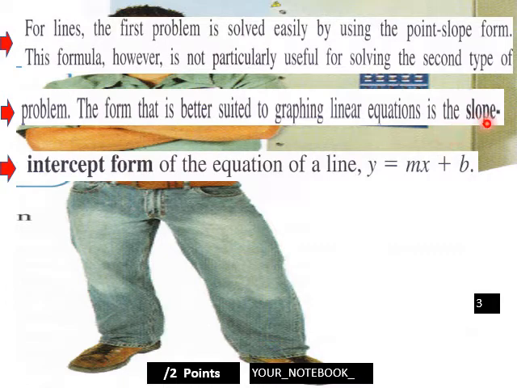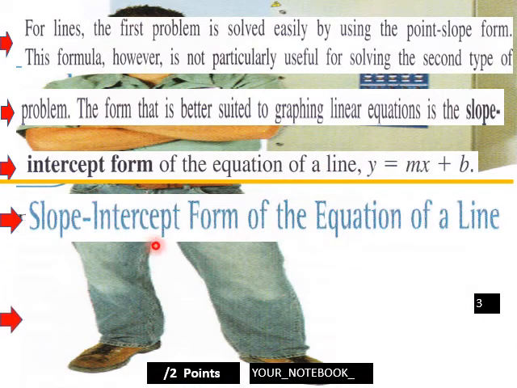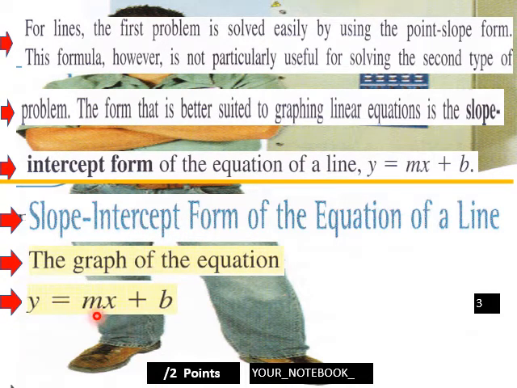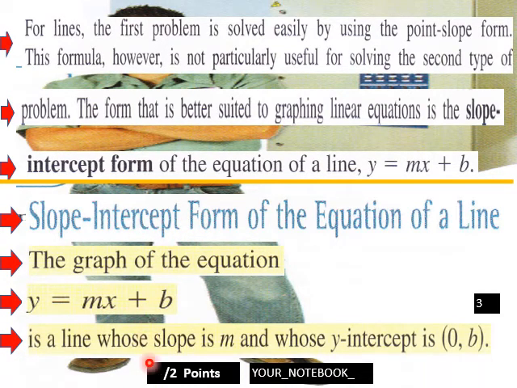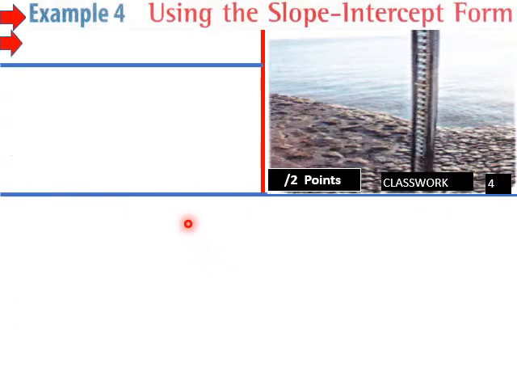This is the big daddy of writing equations, the slope-intercept, and it's y equals mx plus b. And slope-intercept form of the equation of a line, the graph of the equation y equals mx plus b is a line whose slope is m. Here's your slope, here is m, and then b is your y-intercept. So let's try one here.